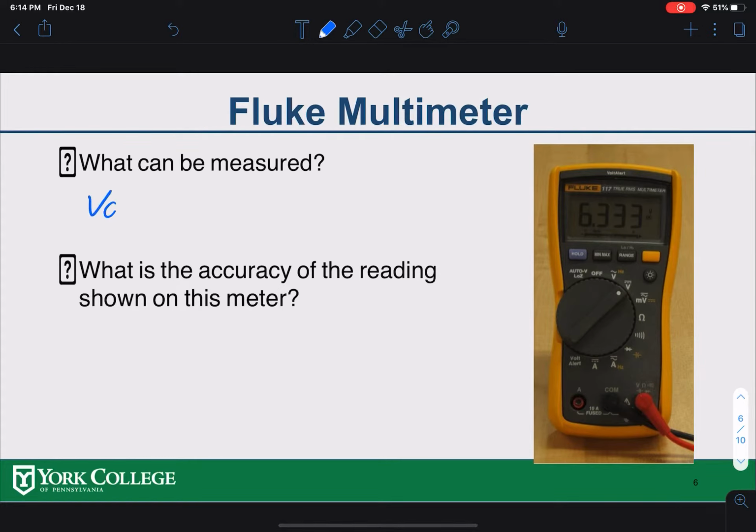So it can measure voltage, current, and resistance.